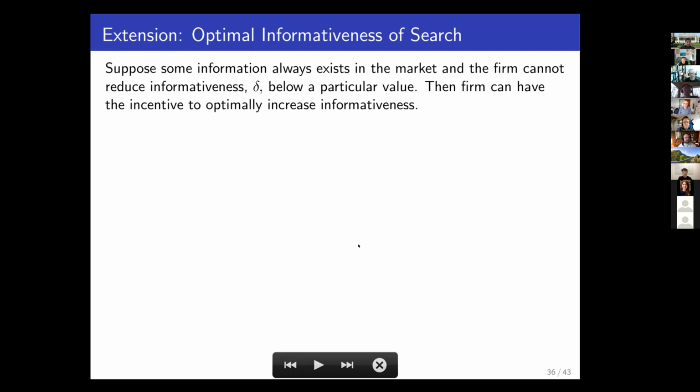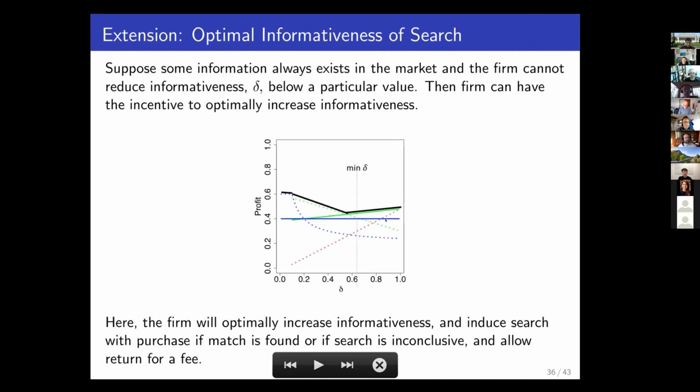So just to illustrate that, and this is a weird plot with lots of cases under the different values of delta and return and not return, this and that. But just look at this dark black line, which is sort of the envelope of these. And suppose that the minimum delta that can be set is at 0.6, right? Then actually the firm wants to make the search more and more informative in this case, and induce a case where search is done with purchase, where purchase is done even if a match is found or if the search is inconclusive, along with a return fee.